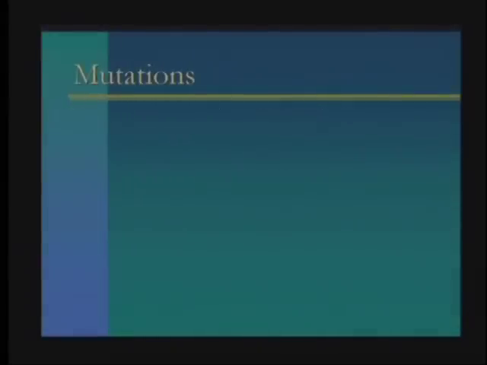Something else that contributes to genetic variety are mutations. Mutations are changes that happen in the genetic makeup, and we classify them according to where they're located. If they're located in our reproductive organs, and by this I mean in the ovary or in the testes, then we call them germ mutations. And germ mutations can be passed on to the next generation.